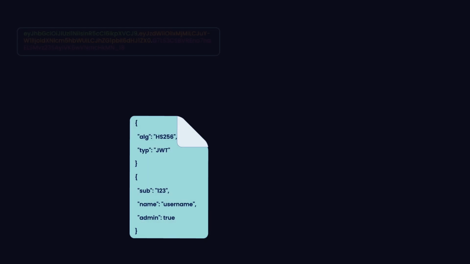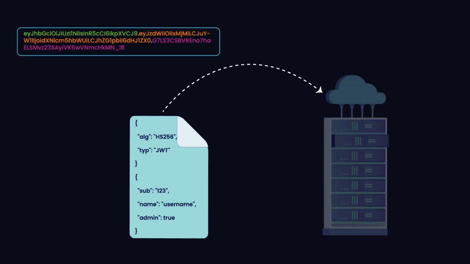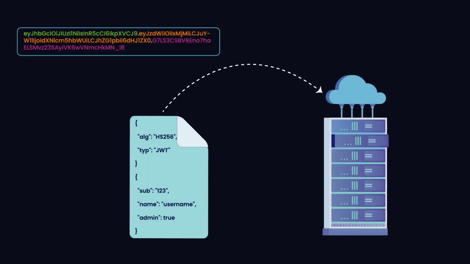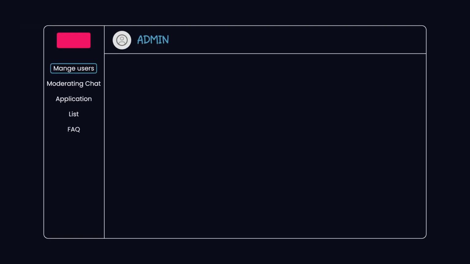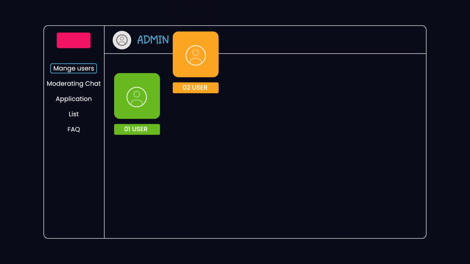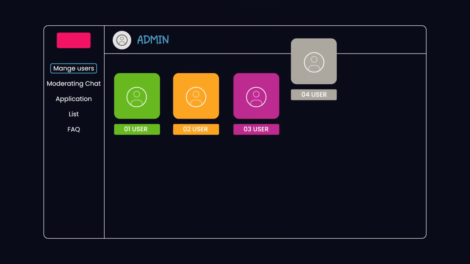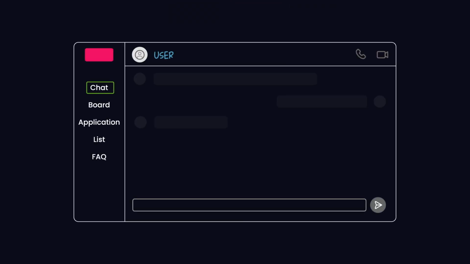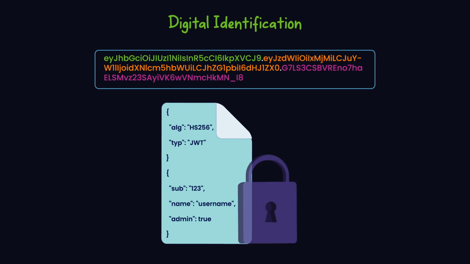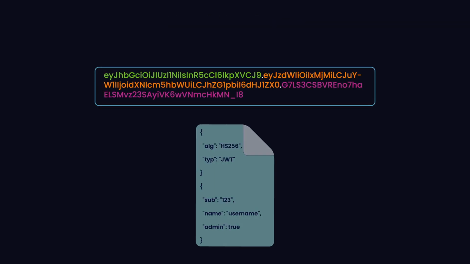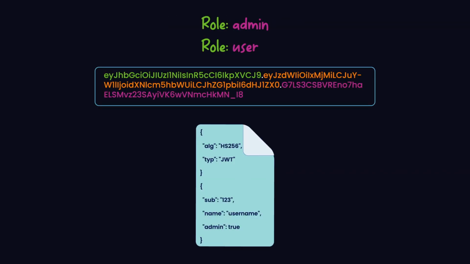For instance, the chat application recognizes from the JWT token if you're an admin. It grants you additional permissions such as moderating the chat, managing user accounts, or accessing special features. On the other hand, regular users have access to standard messaging functionalities. In summary, JWT plays a very important role in user identification and provides features based on user roles.